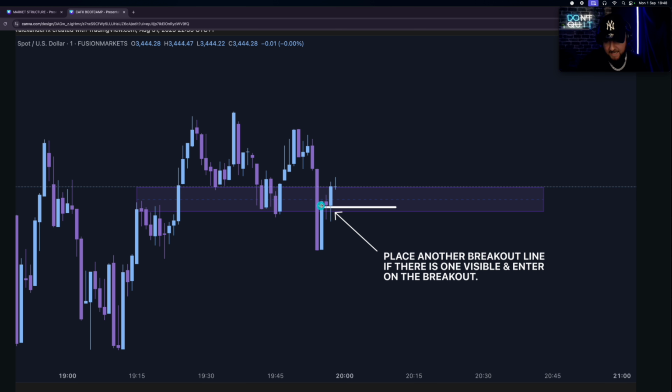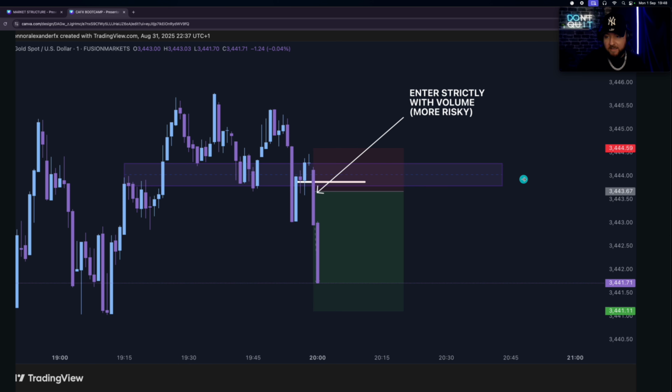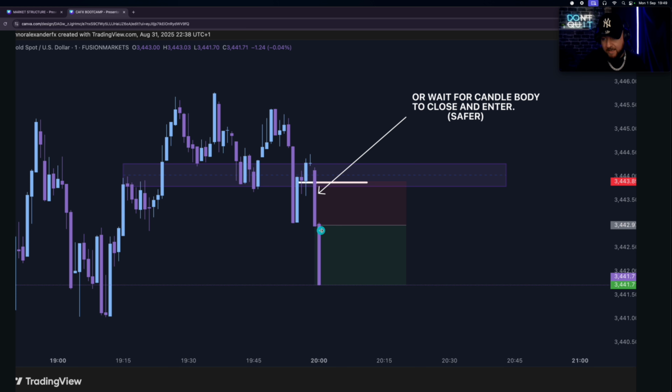So like I said, this is structure. Like it or not, it is. And then you wait for the break. Now, this is where it gets kind of tacky. You can either enter strictly with volume, but then would that make the break and the retest any safer than just entering in the first place? A little bit, I suppose. Or you wait for the candle to close, and then you get your safest entry there.